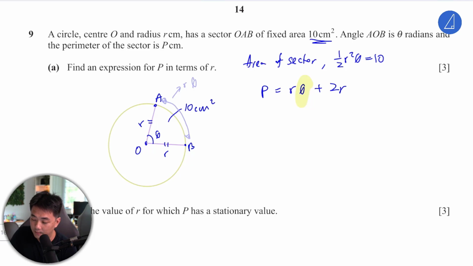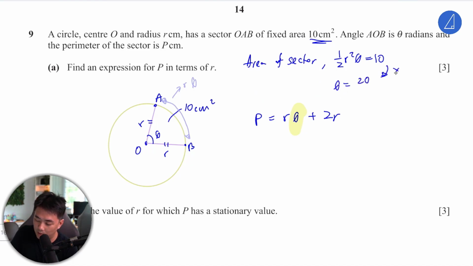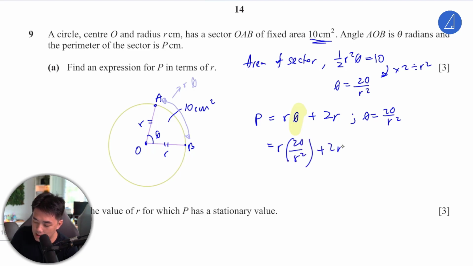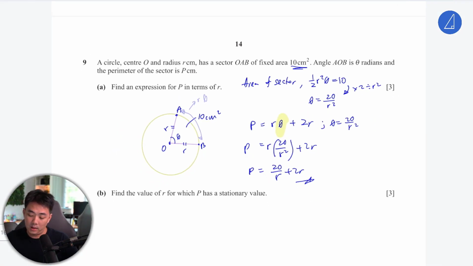So I'm going to manipulate that so that I can get theta in terms of R. This will be theta equals 20, multiplied by 2 divided by R square, so 20 over R square. Since theta is equal to 20 over R square, and the arc length is R times 20 over R square, the perimeter is equal to 20 over R plus 2R. Okay, so 20 over R plus 2R.